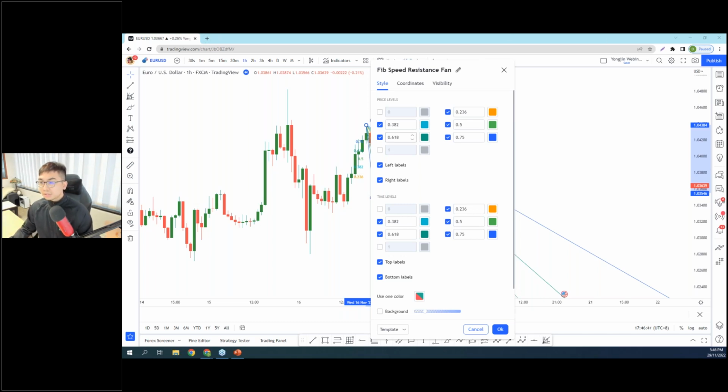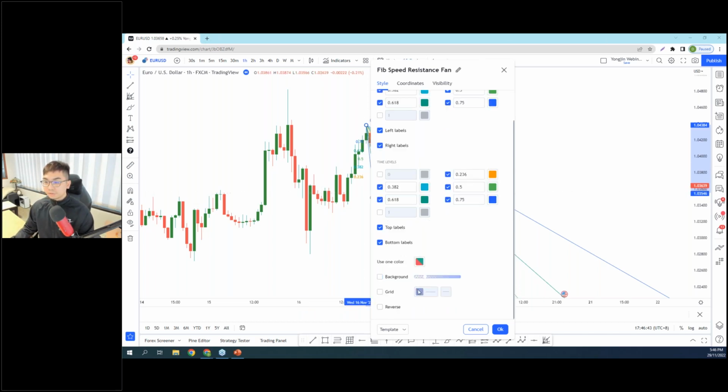All right, so these are the settings you can continue following. So at the bottom, I did not use the background. By default, the background was ticked. So please use that setting.